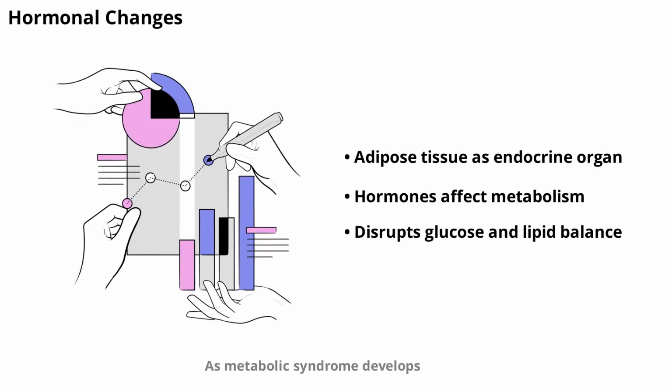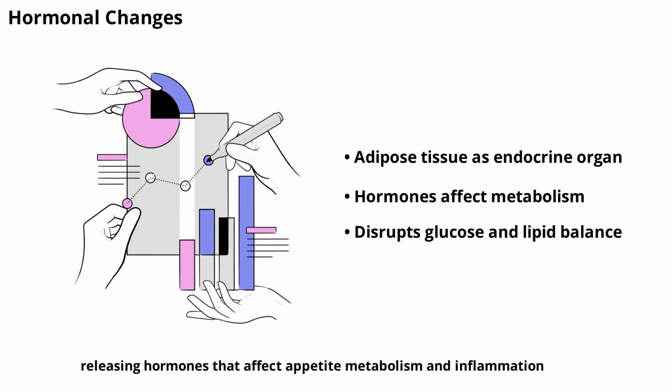As metabolic syndrome develops, hormonal imbalances become more pronounced. Adipose tissue, especially visceral fat, acts as an endocrine organ, releasing hormones that affect appetite, metabolism, and inflammation. These hormonal changes further disrupt glucose and lipid metabolism, making it harder for the body to maintain balance and increasing the risk of complications.